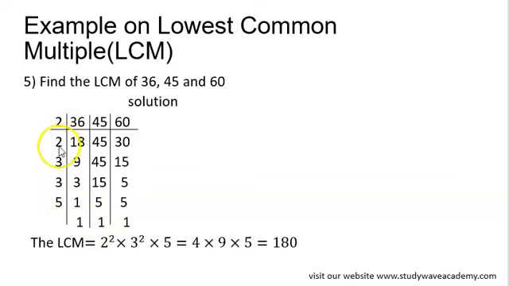2 raised to power 2 means 2 times 2. 3 raised to power 2 means 3 times 3. Then we write down 5. 2 raised to power 2 will give us 4. 3 raised to power 2 will give us 9. So we have 4 times 9 times 5, which is 180. So the lowest common multiple between 36, 45, and 60 is 180.